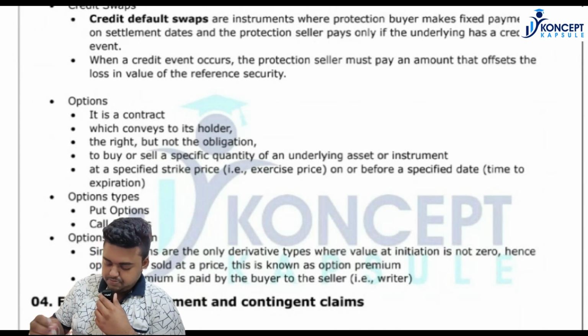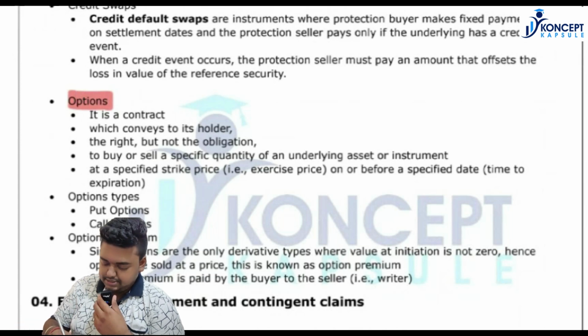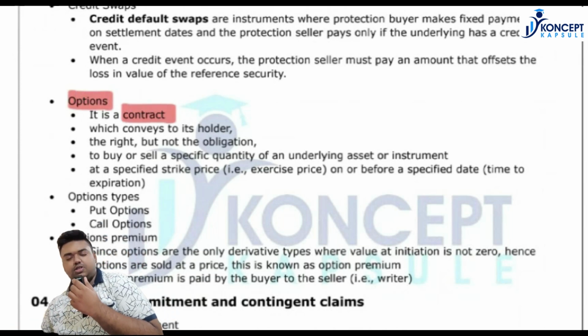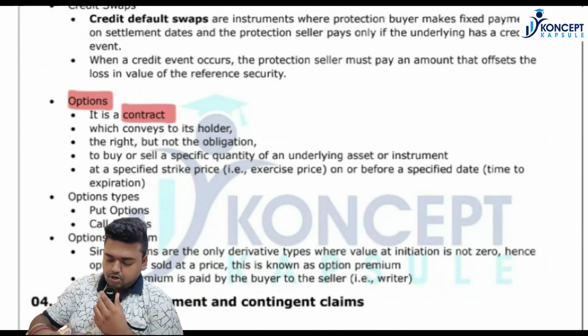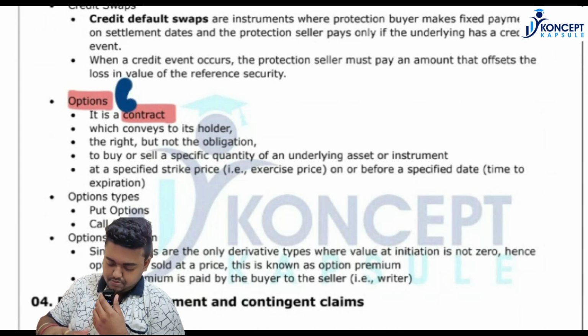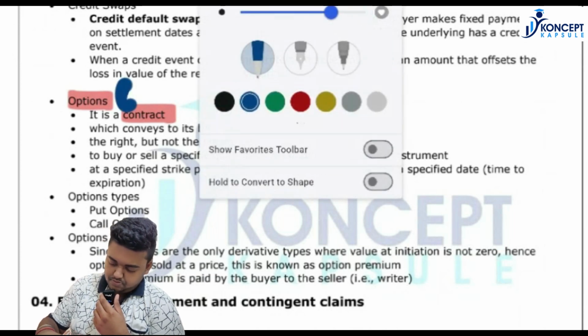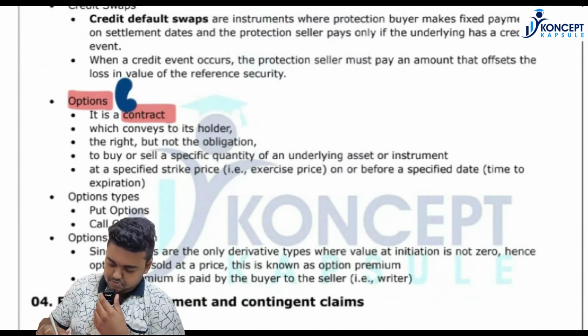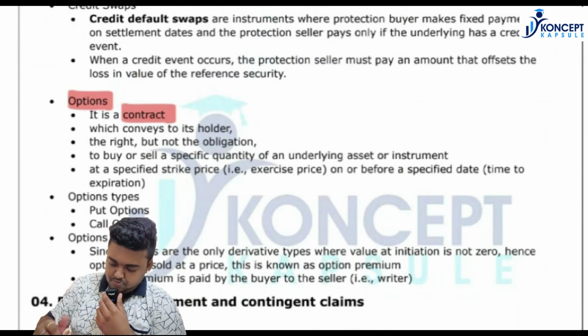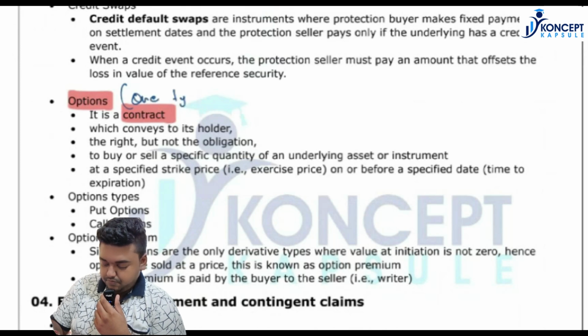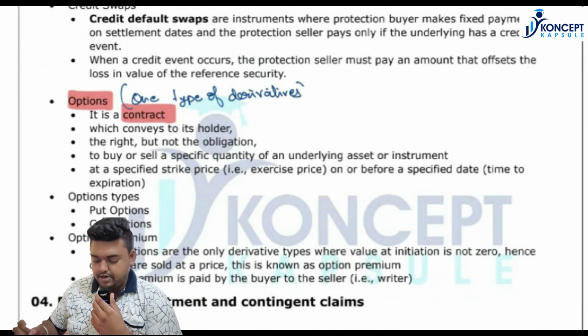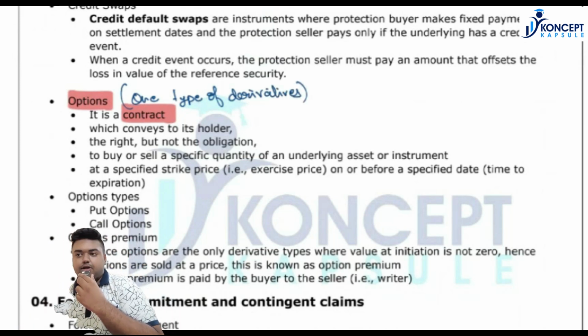So, what are options? Options are said to be a contract. Yes, options will be contracts. Why? Because options are nothing but one type of derivatives. Thus, options are contracts.